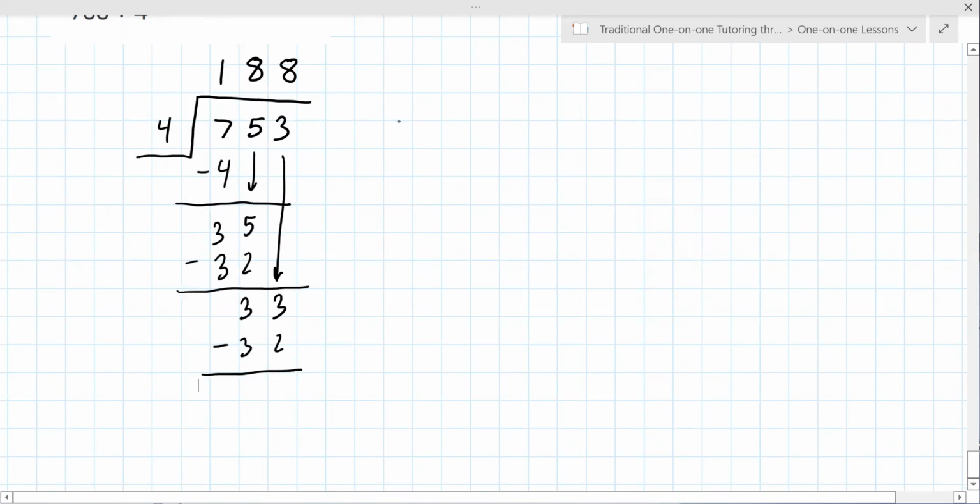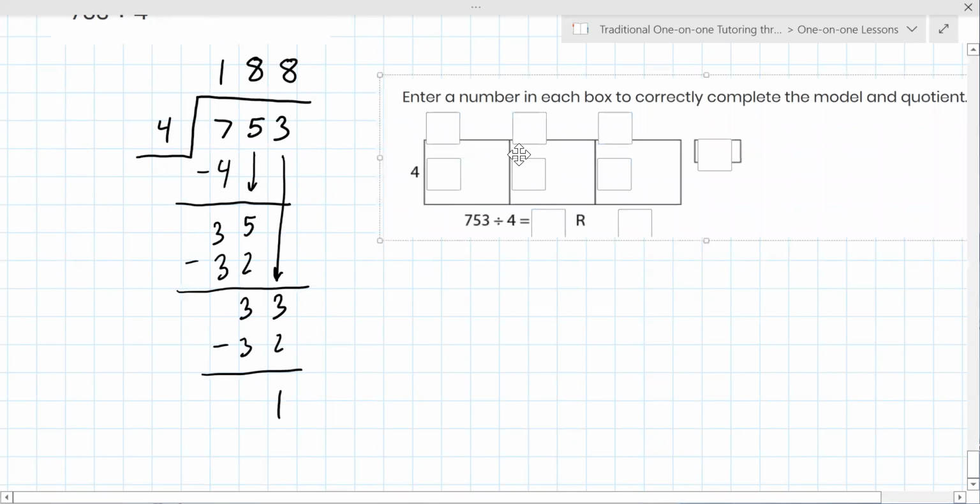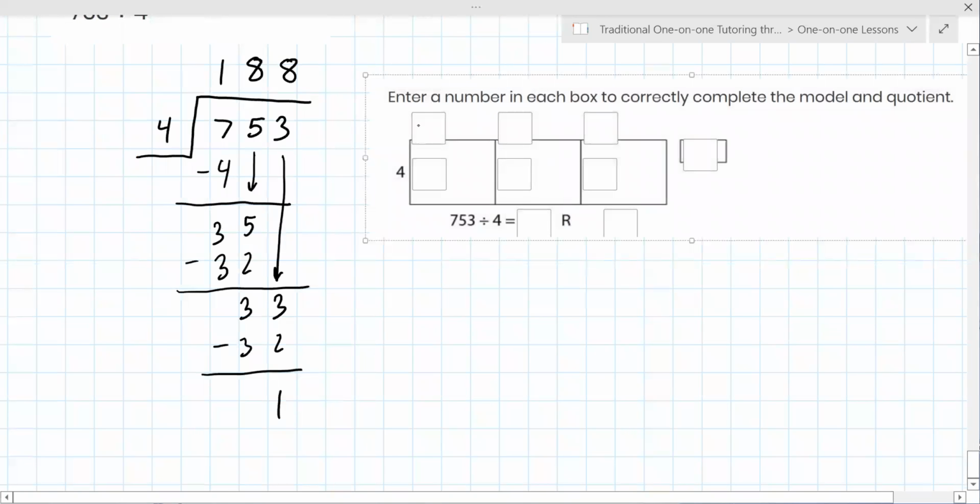8. Perfect. So 8 times 4 is 32. So when you subtract, what is your remainder? 1. Perfect. Now, let me snip in, because this is important. Let me snip in the answer space, what you're supposed to do. So you have to figure out where all this stuff goes. So I think the most helpful thing to do is to draw that house like we've been doing.